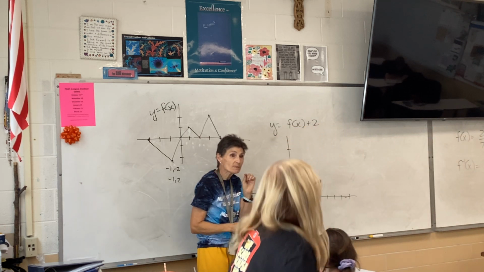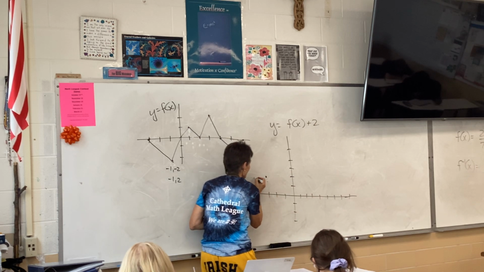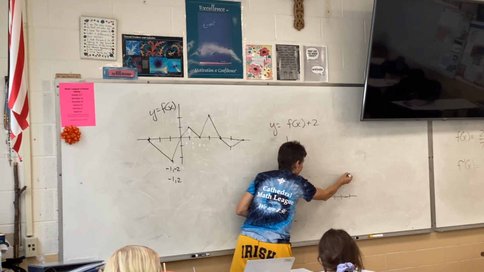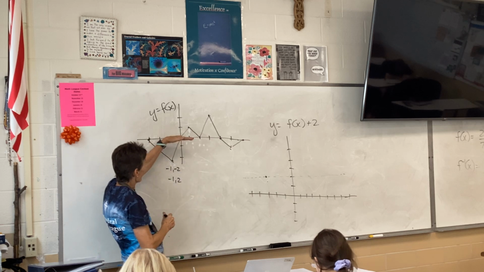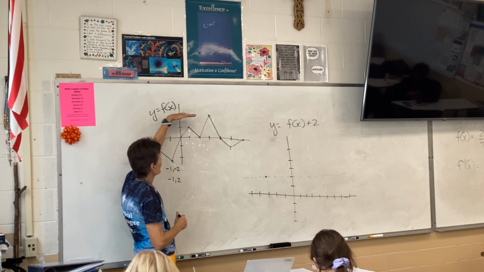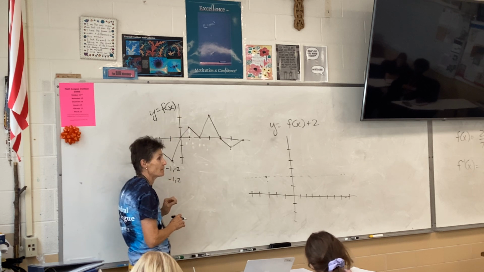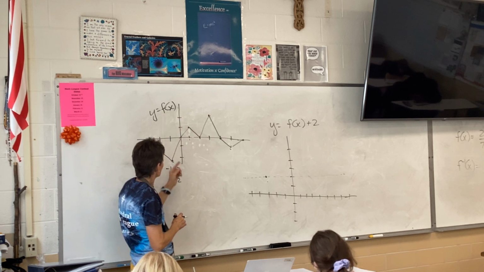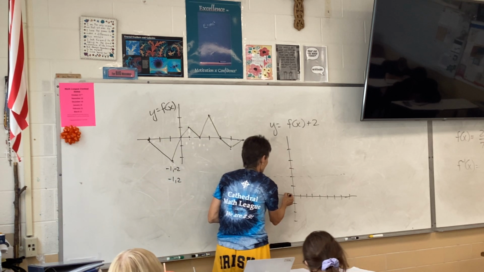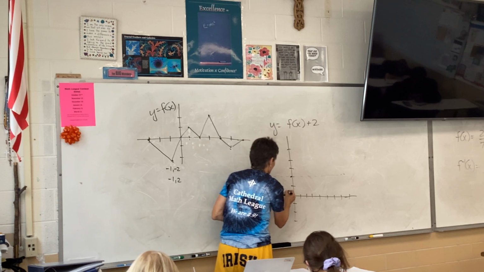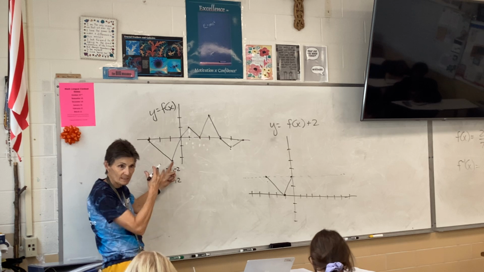Now, what some students like to do, and I'm fine with this, is just draw a new axis there. Because basically what we're doing is taking this line and moving it up to here. So if that helps you, absolutely do that. This point came down to, well now he's going to come down to zero, because I lifted him up two. So he wasn't negative two, but now he's up two.